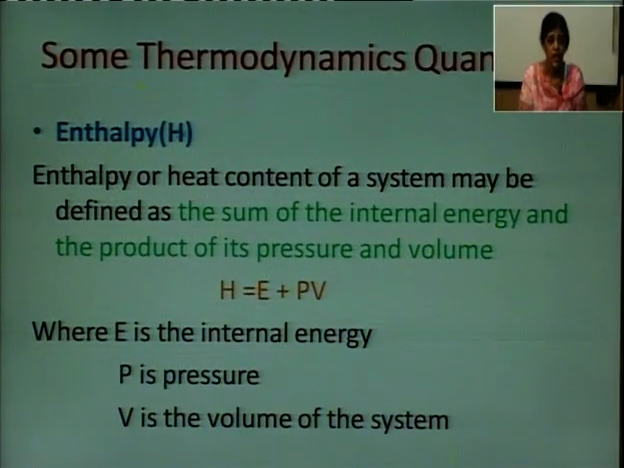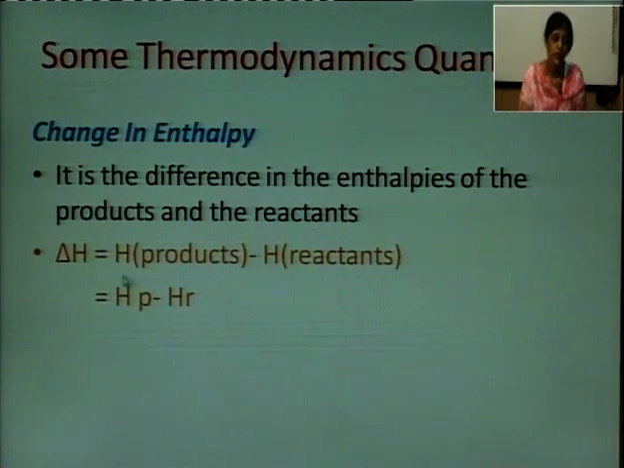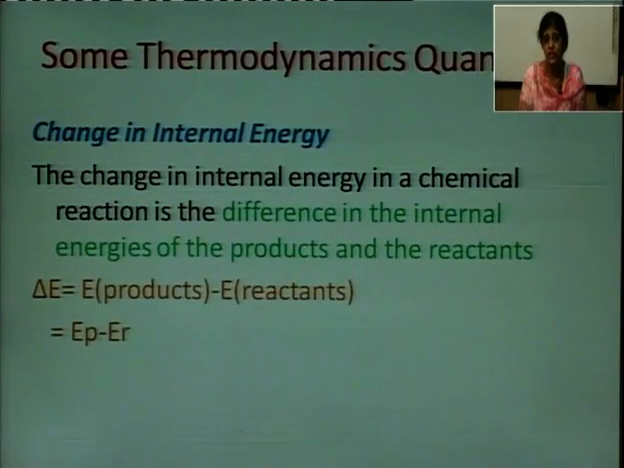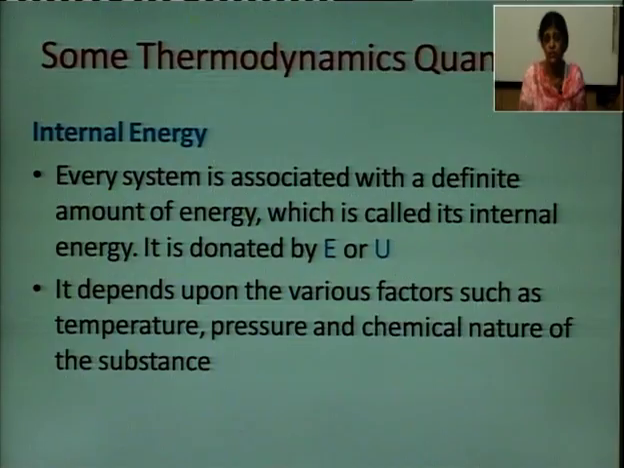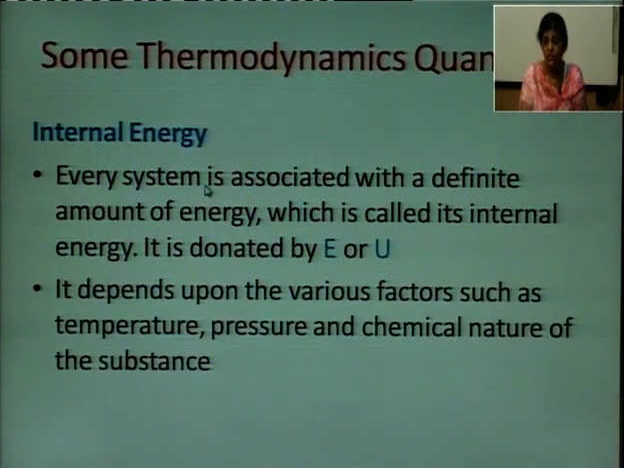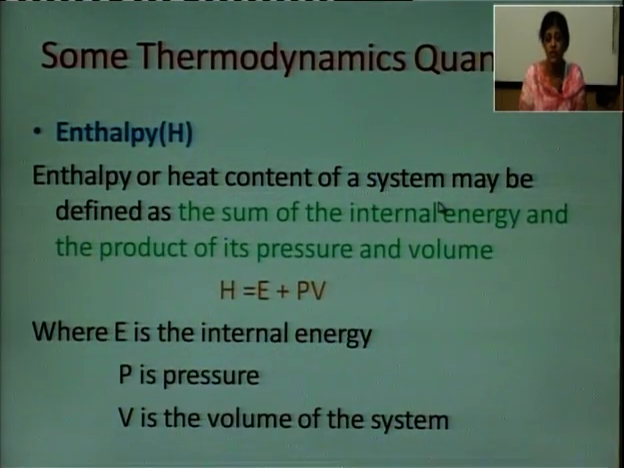Then enthalpy. Enthalpy or heat content may be defined as the sum of internal energy and the product of pressure and volume. If H is enthalpy, H will be equal to E plus PV. So, this is enthalpy. Then change in enthalpy again. It is the difference in the enthalpies of the products and the reactants. Delta H is HP minus HR. This is the enthalpy of product and this is the enthalpy of reactant. So, basically what is enthalpy? It is the heat content of the system. Internal energy was the energy associated with the system, and enthalpy is the heat content of the system. Mind it, be very clear. Internal energy is the energy of the system and enthalpy is the heat content of the system.